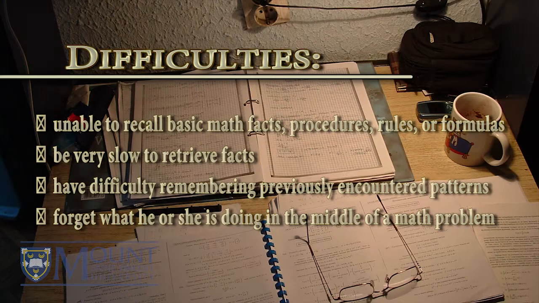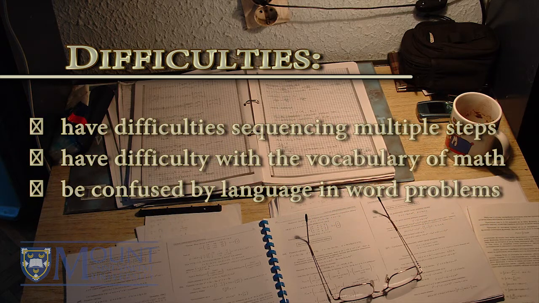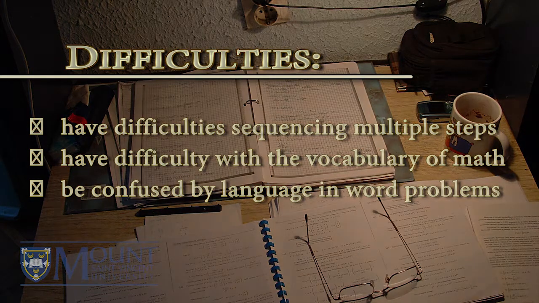There are different types of difficulties students can experience with dyscalculia. They include problems with output, organization, language, attention, visual, spatial, or ordering, and multitasking. Some examples include: unable to recall basic math facts, procedures, rules, or formulas. Be very slow to retrieve facts. Have difficulty remembering previously encountered patterns. Forget what he or she is doing in the middle of a math problem. Have difficulty sequencing multiple steps. Have difficulty with the vocabulary of math. Be confused by language and word problems.